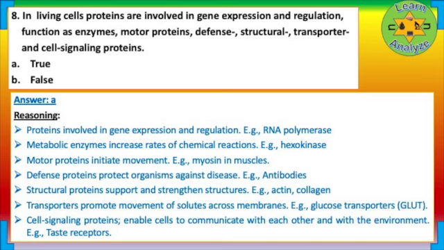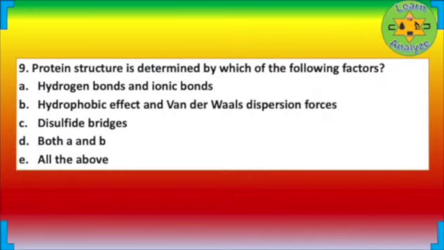Examples: hexokinase. Motor proteins initiate movement. Examples: myosin in muscles. Defense proteins protect organisms against disease. Example: antibodies. Structural proteins support and strengthen structures. Examples: actin and collagen. Transporters promote movement of solutes across membranes. Examples: glucose transporters or GLUT. Cell signaling proteins enable cells to communicate with each other and with the environment. Example: taste receptors.